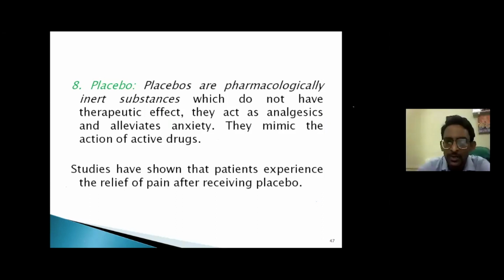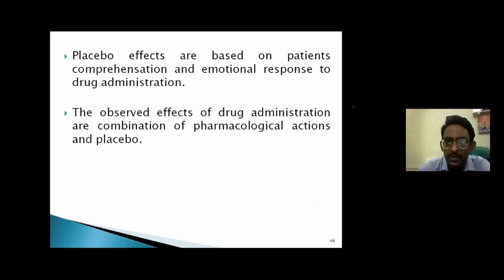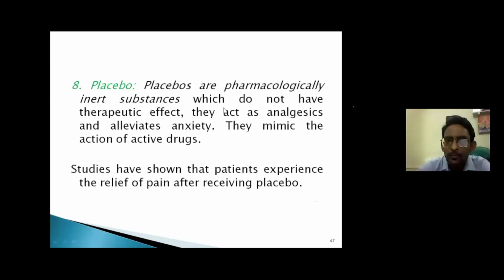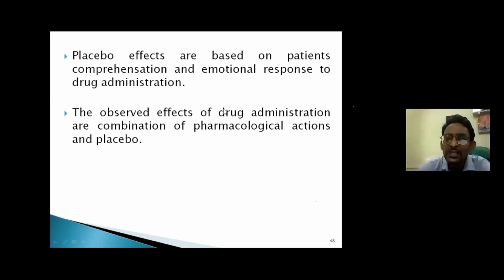In case of placebo, as I told you, they are not reactive or pharmacologically inert substances. They do not have any therapeutic effect. But when we tell the patient that they will act on the body and relieve the pain, here we have the patient psychology in removing the pain.